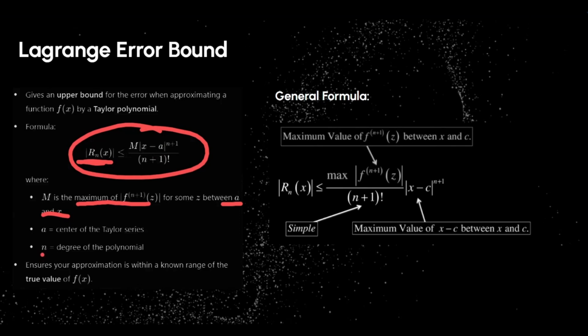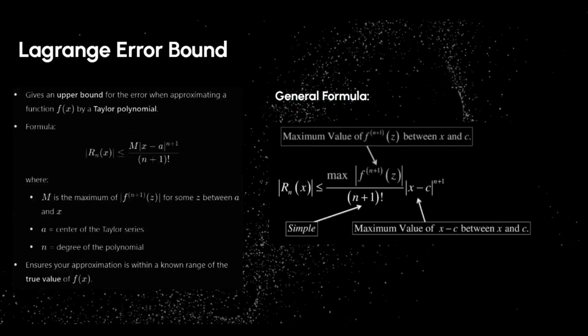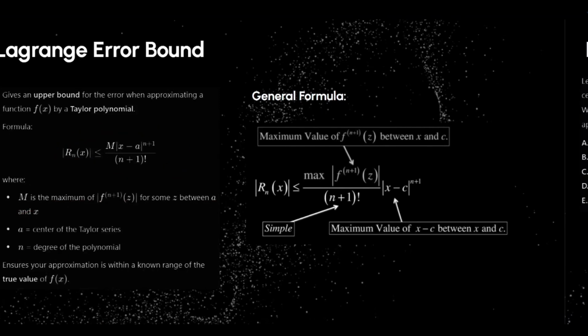And n is going to be the degree of the polynomial, and a is going to be the center of the Taylor series. So that's going to be your general formula. It's probably the only one you're going to have to memorize for error bounds, and it ensures that your approximation is within a known range of the true value of f of x. So now we'll get to an example problem demonstrating this concept.